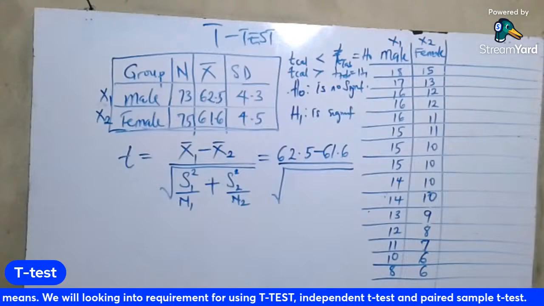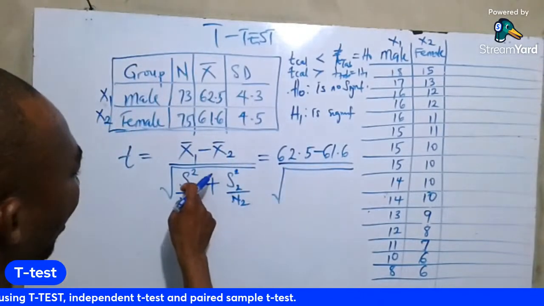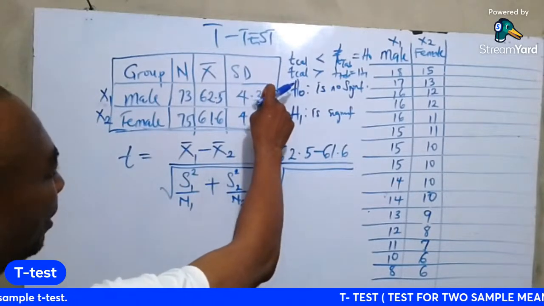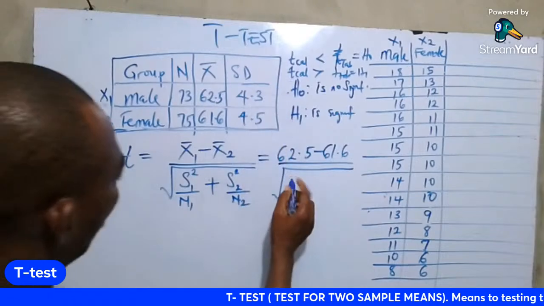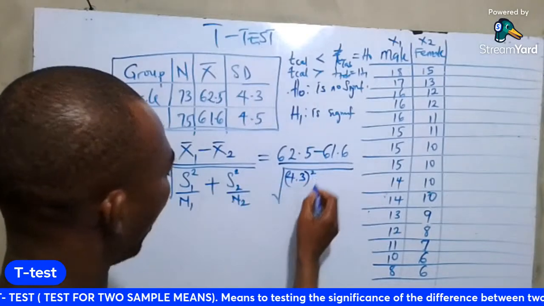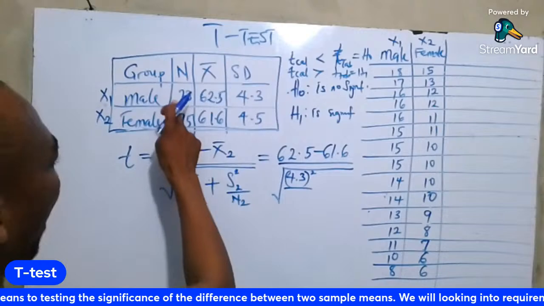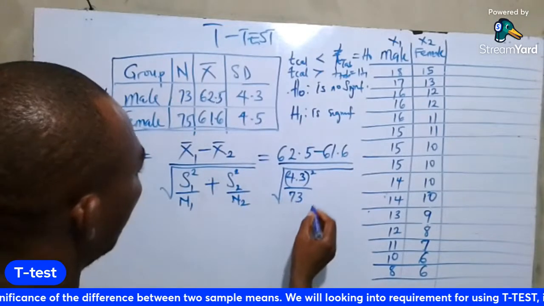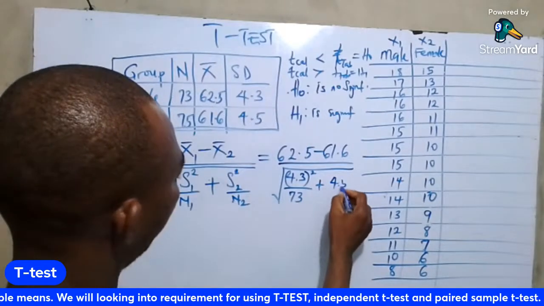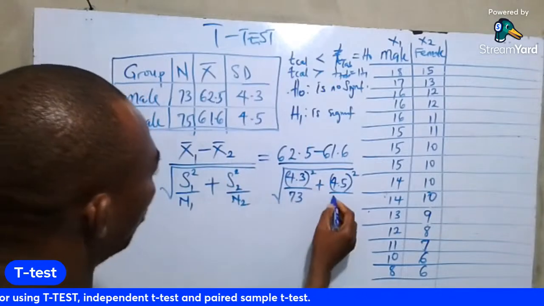So when we look at this now, let's come back here. Our S1, that is the standard deviation for male, is 4.3, and you have to square this. Everything is to be divided by the sample. What is the sample for the male? That is 73. Plus, you move on to the second one, which is 4.5 all squared, to be divided by the sample, which is 75.